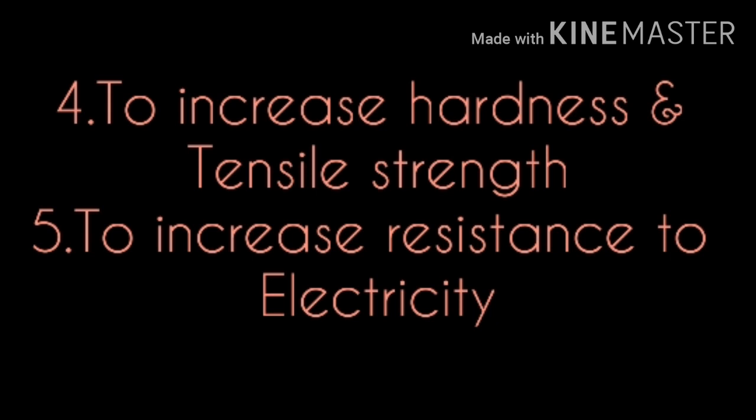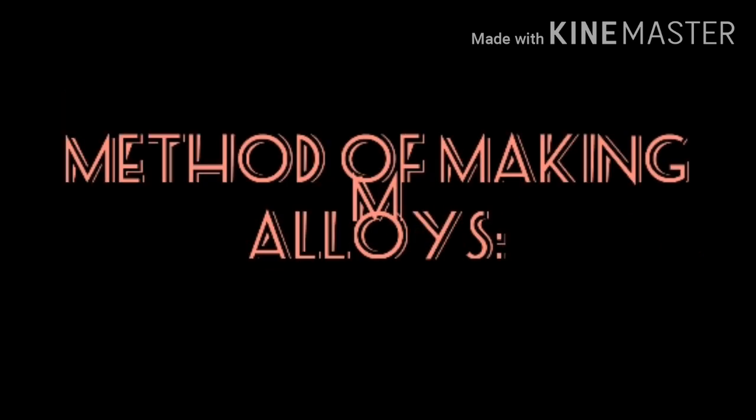So the fifth one is to increase the resistance to electricity. Some metals have a lower resistance to electricity. If you add two or more elements to it, metals or non-metals, the resistance to electricity will increase. So that is the fifth point of reason for alloying. So let us move on to the methods of making alloys.